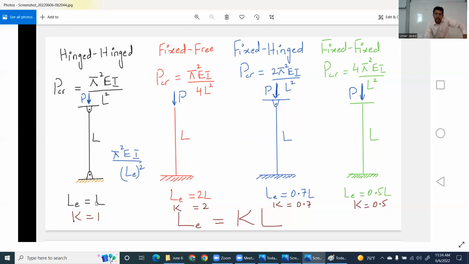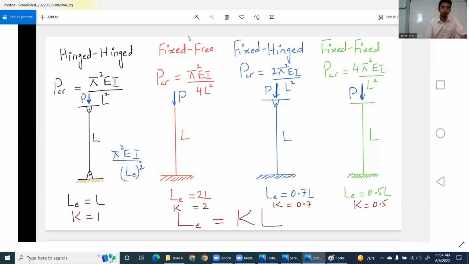One equation. And then in an exam, you know that if LE is L, then you get this formula. If LE is 2L, you get this formula. If LE is 0.7L and you substitute here, you get this formula, because I think you get my point, Ahmed. If you put LE equal to 0.5, you will immediately get this. So just remember this: P critical load is equal to pi square EI over LE square.